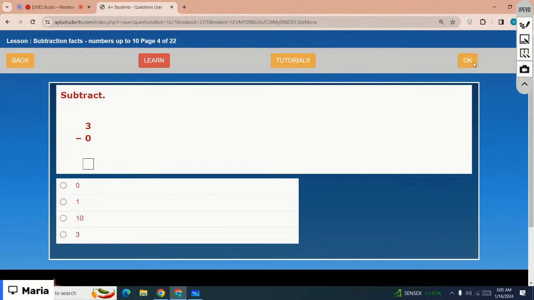The next one is 3 take away 0. Which is the correct option? Whenever you subtract 0 from any number, the answer is exactly the same number. Like 3 minus 0 is always 3. Got it? The correct option is 3. When subtracting 0 from a number, the number stays the same. So 3 take away 0 is 3.